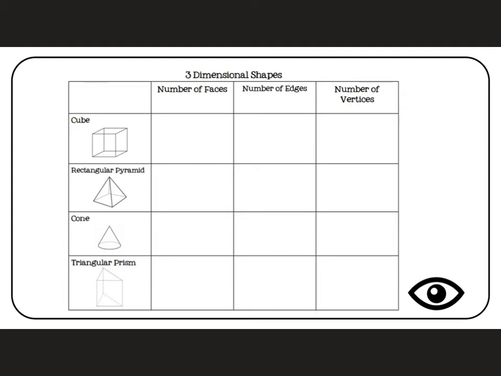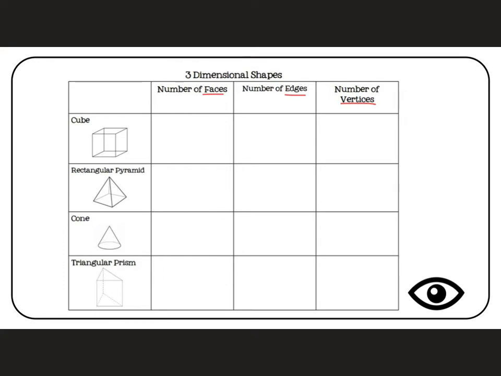All right, friends, when we talk about three-dimensional shapes, we're talking about shapes that have a length and a width and a height. They're not just flat things that we draw on paper. And the way that we can determine what type of three-dimensional shape a shape is by looking at its faces, edges, and vertices.